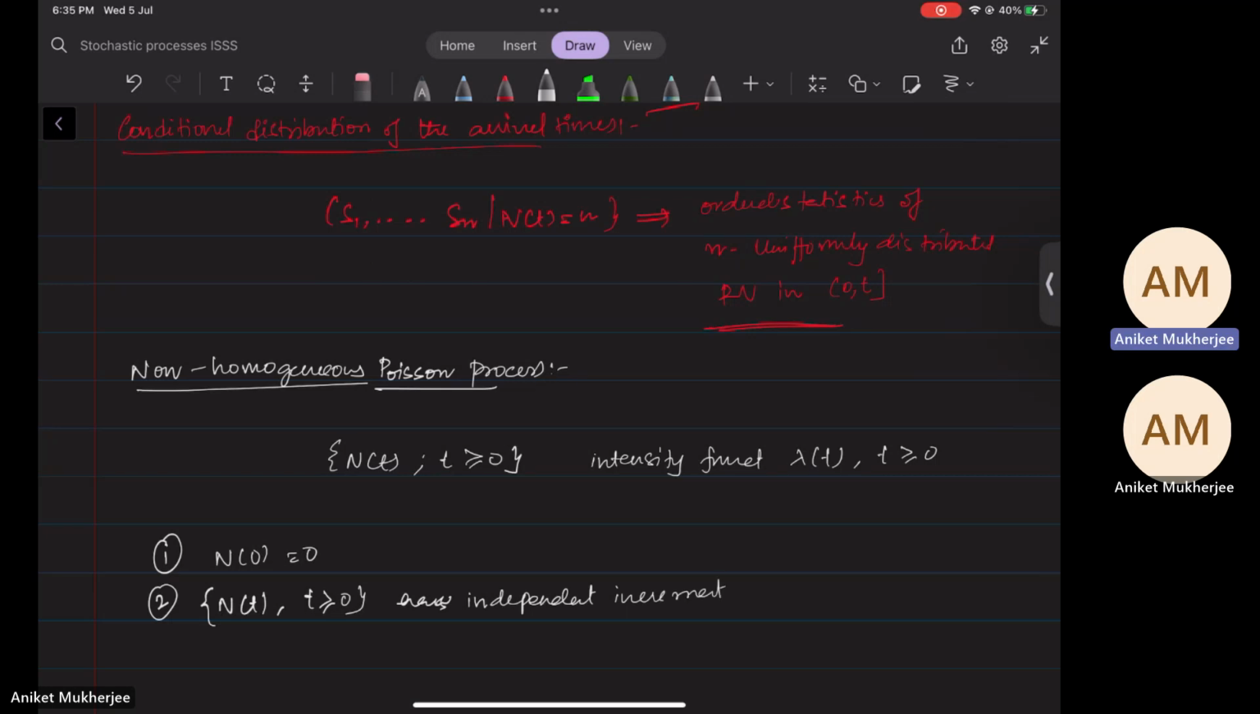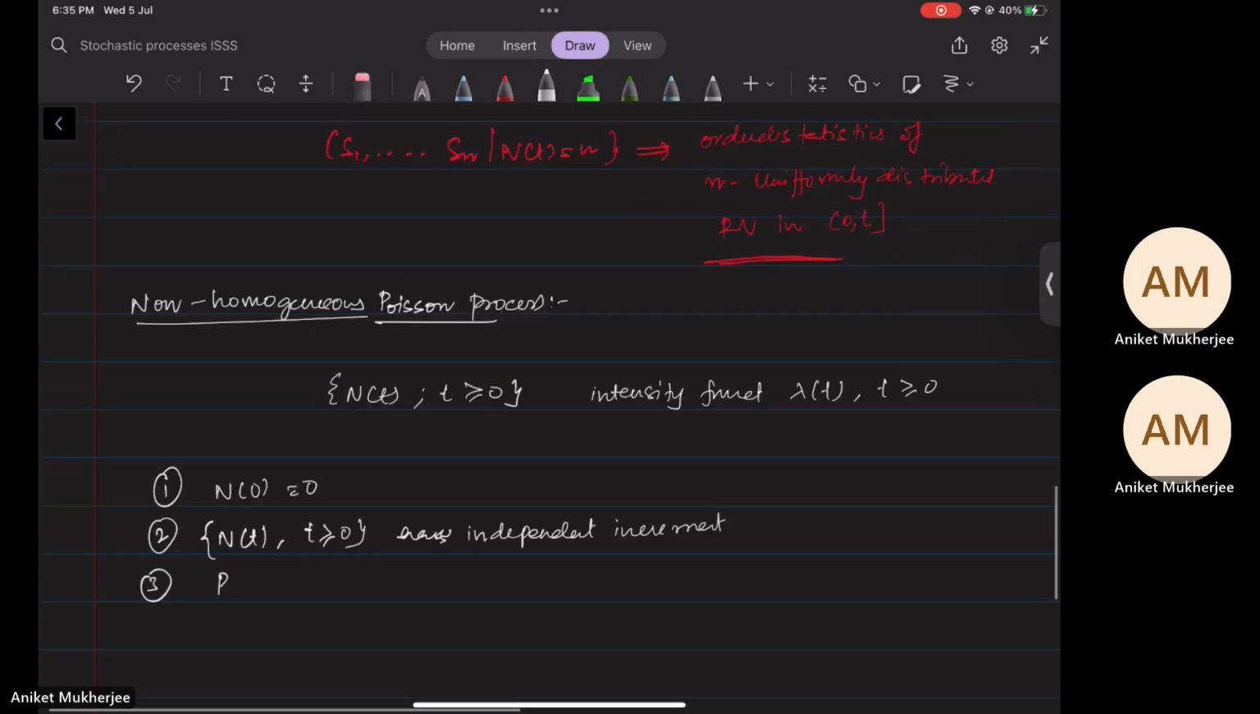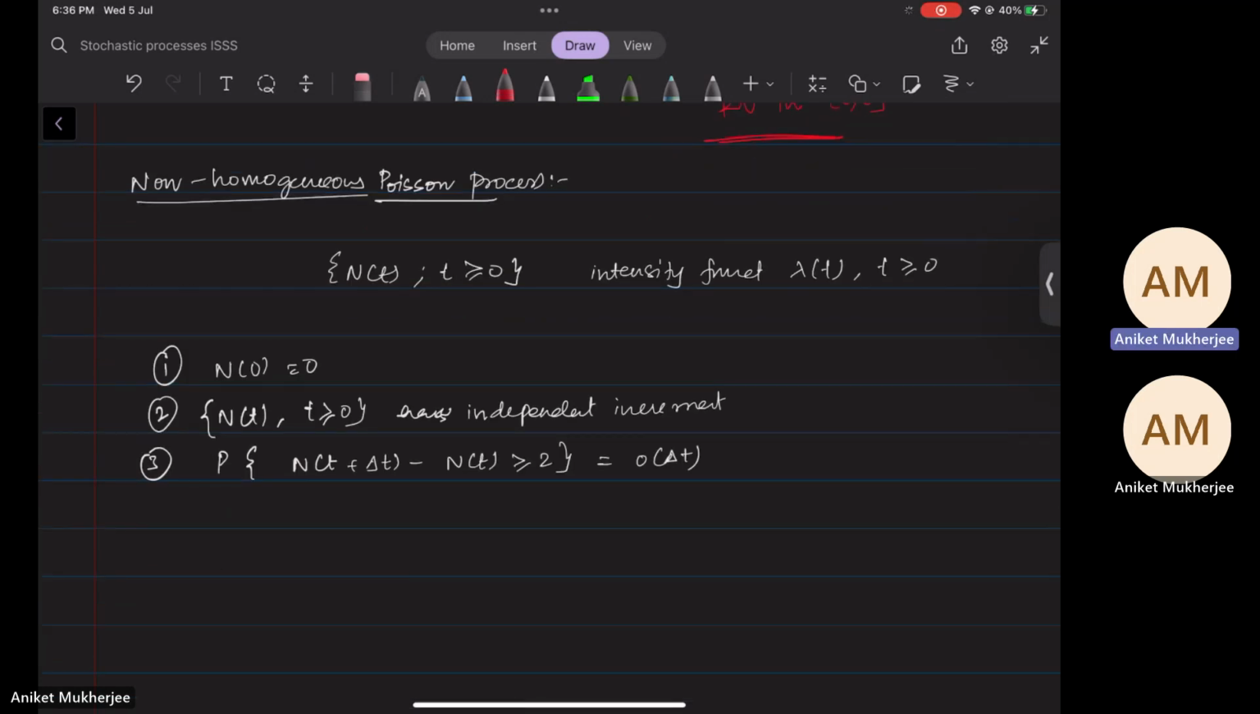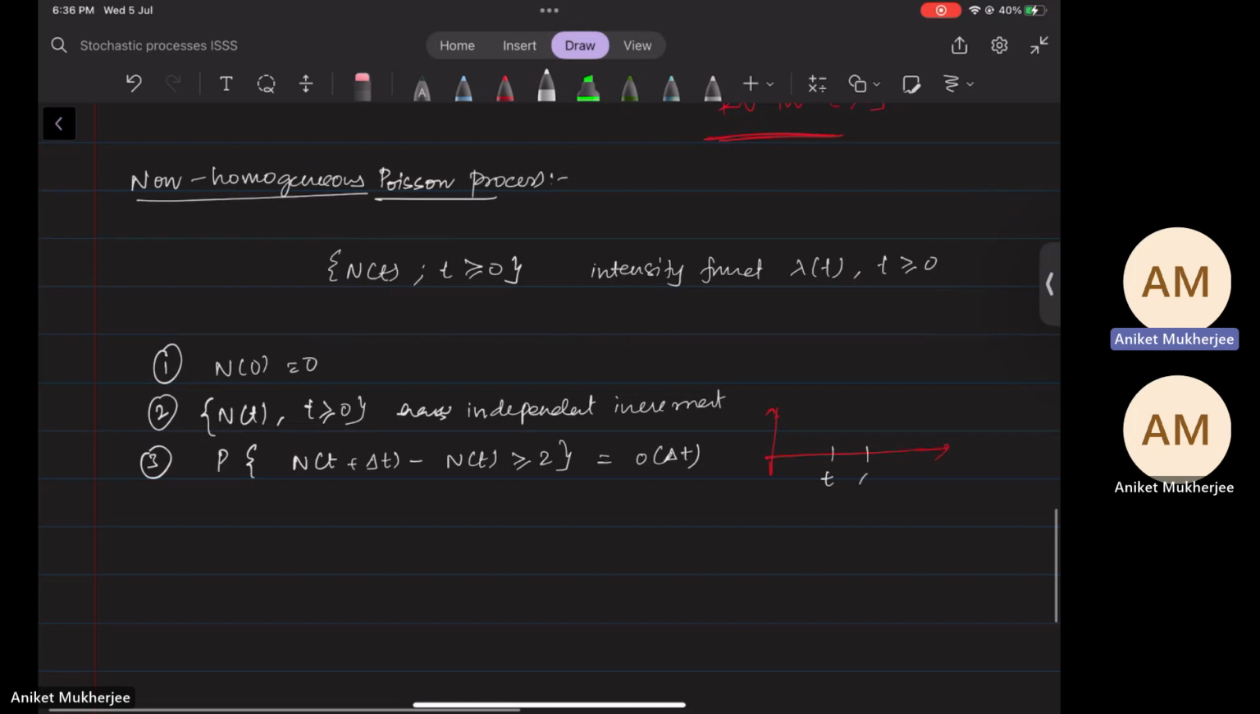but no stationary increments. The third one is that the probability of N(t plus delta t) minus N(t) greater than or equal to 2 is order of delta t. So what this is saying is, suppose you have a timeline, and here you have t and delta t.